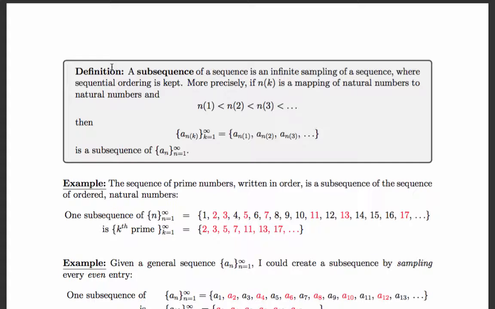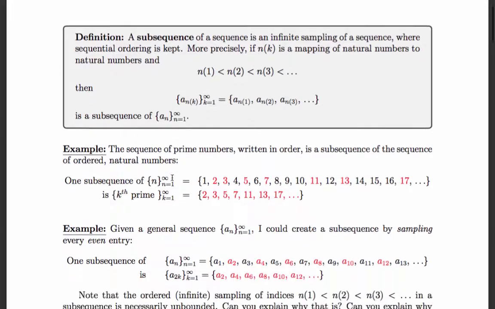More precisely, if n of k is a mapping of natural numbers to natural numbers, and n of 1 is less than n of 2 is less than n of 3, then we can build a subsequence of the sequence a_n by only extracting the entries n of k, right? So a_{n_1}, a_{n_2}, a_{n_3}, and so forth and so on.